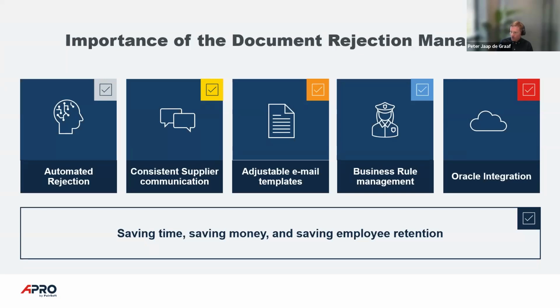And of course, everything is integrated within Oracle Financials Cloud, which means that, for example, if we check a PO number on the invoice, we check with the Oracle master data whether this PO is known in the system. We can even reject the invoice if the PO is finally closed, or if the PO is still open. Eventually, with the document rejection manager, it will save you time, money, and the satisfaction of your employees, because all the exceptions can be handled automatically or with a small intervention of your staff.